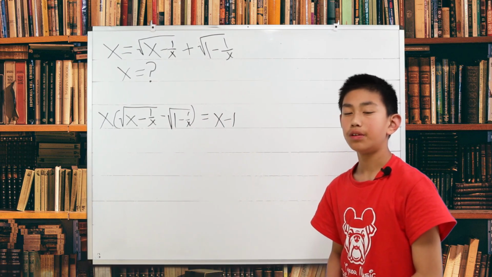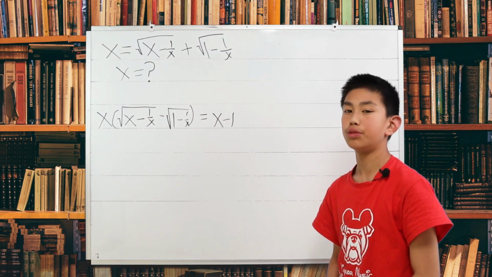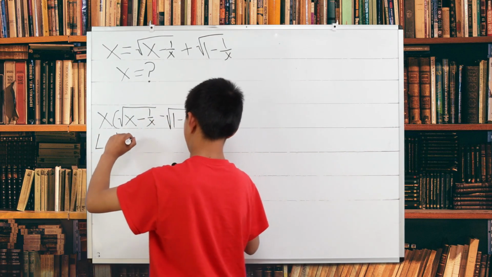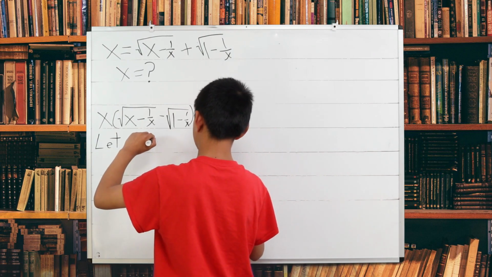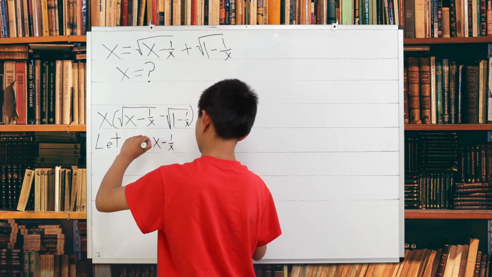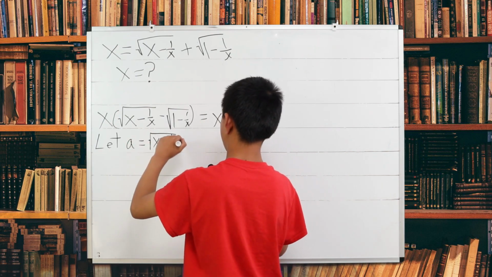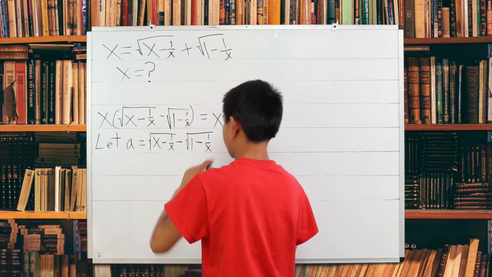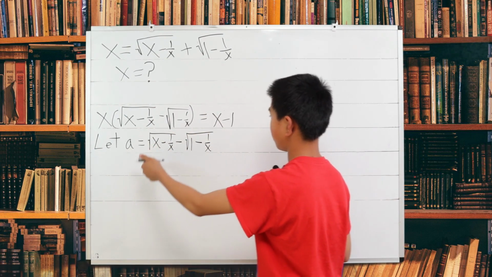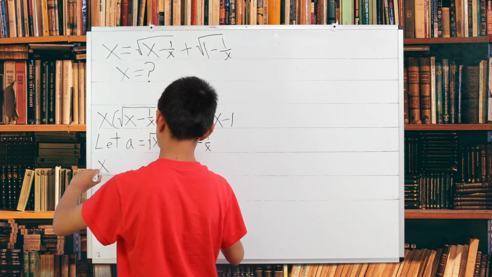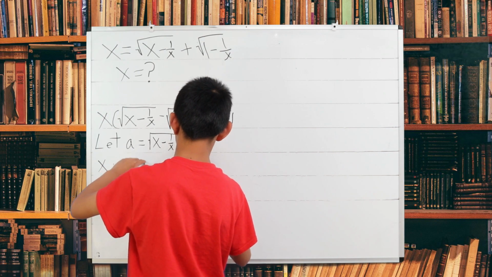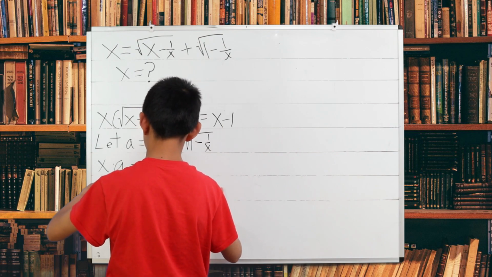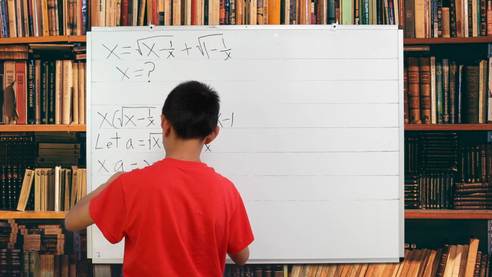We can set variables here for substitution to make it easier to read. Let a be equal to the square root of x minus 1 over x minus the square root of 1 minus 1 over x. Now let's substitute a in for this. So x times a is equal to x minus 1. So from this, we get that x is equal to x minus 1 over a.